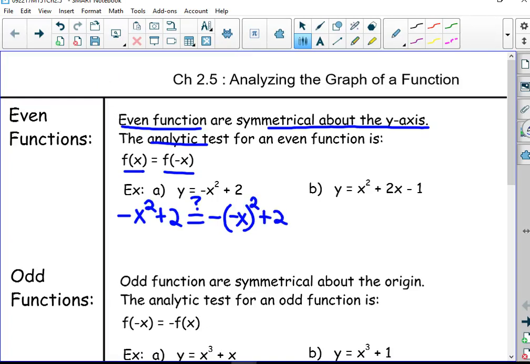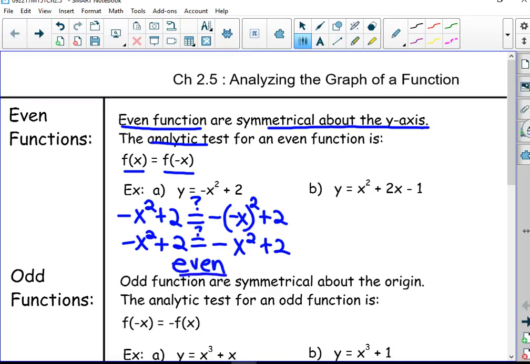So I'm going to simplify the right-hand side here. And when I square that negative x, I get a positive x squared. I still have this negative out front, negative in front of the x squared, so it stays plus 2. And it looks like these are both exactly the same signs and terms, so it is definitely even.